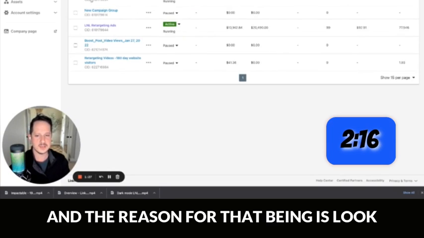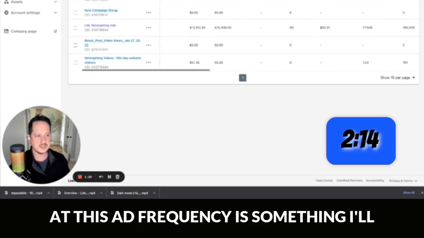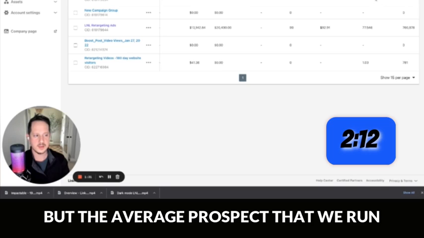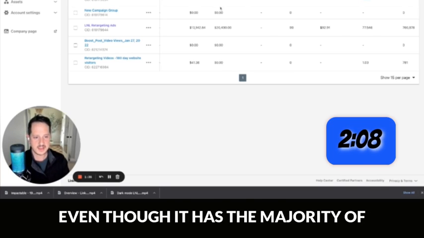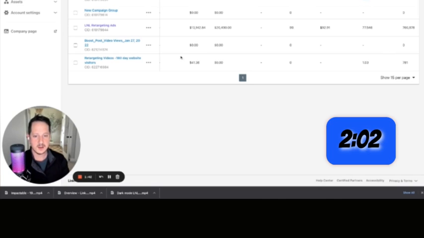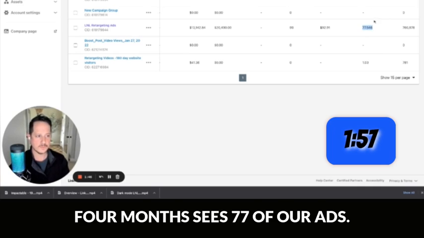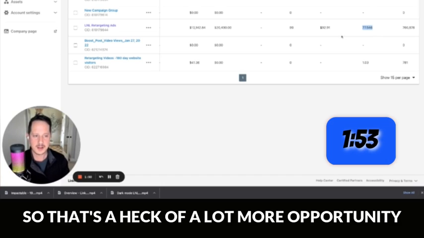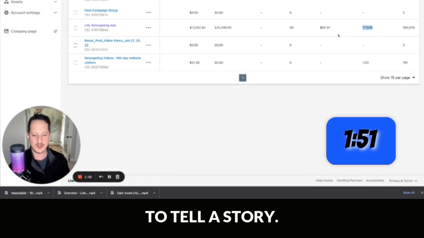And the reason for that being is, look at this. Ad frequency is something I'll probably make a separate one about, but the average prospect that we run the cold ads to, even though it has the majority of the spend, only sees 1 to 2 of our creatives. That's what frequency means. But in the retargeting layer, the average prospect, and this is over 4 months, sees 77 of our ads. So that's a heck of a lot more opportunity to tell a story.